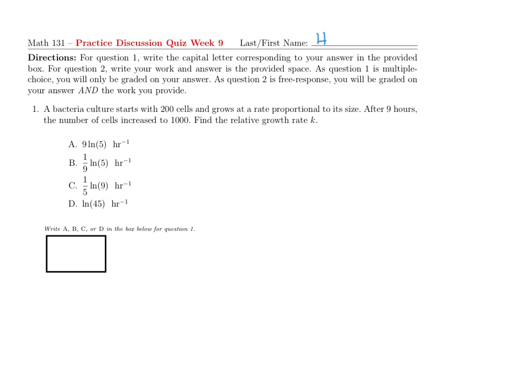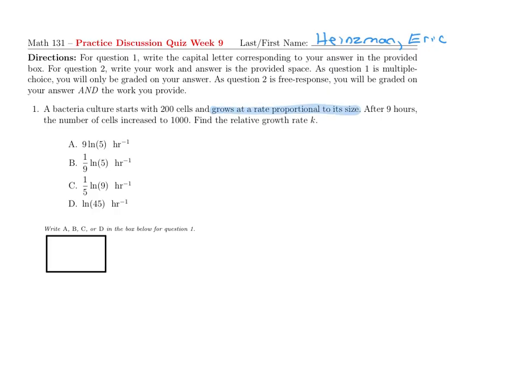Let's go over a couple of examples for this week's discussion quiz. Question 1 is multiple choice, and that means we'll put the capital letter that corresponds to our answer in this box.